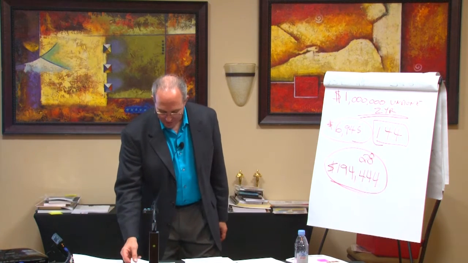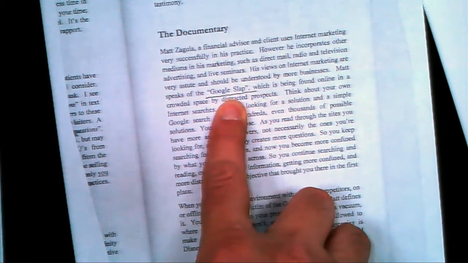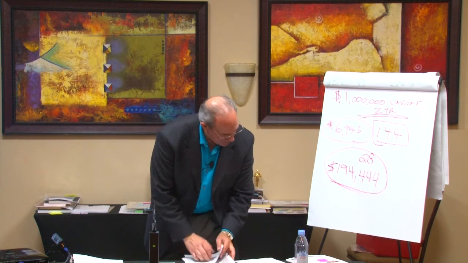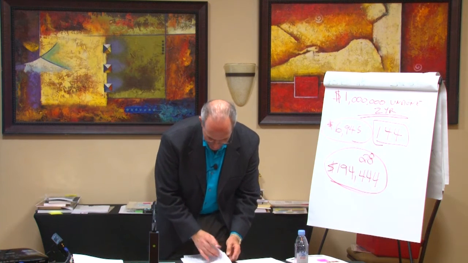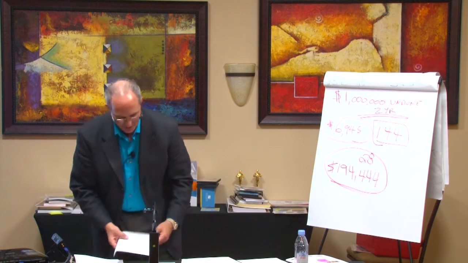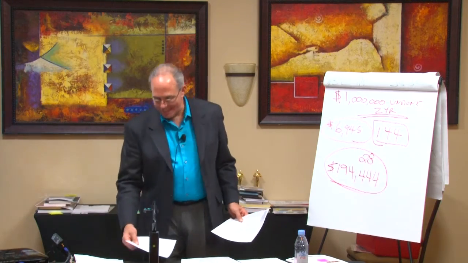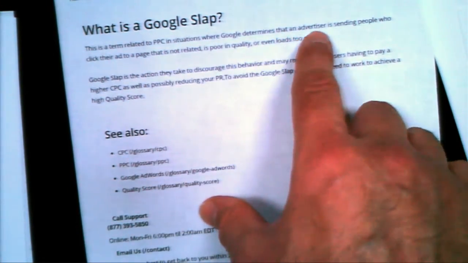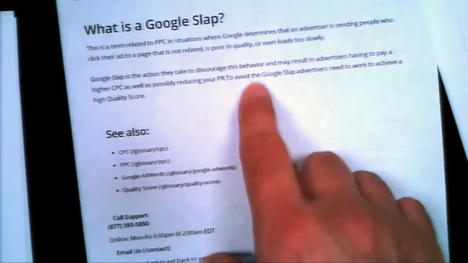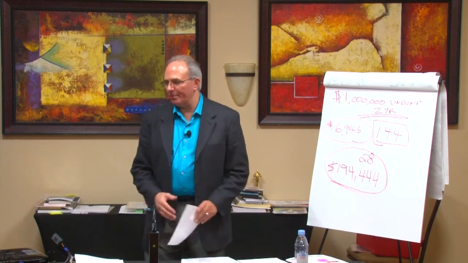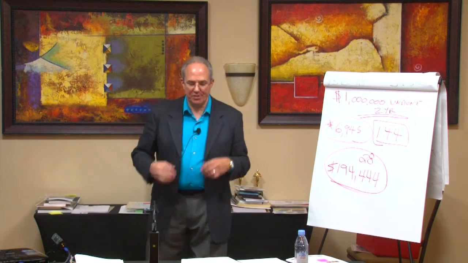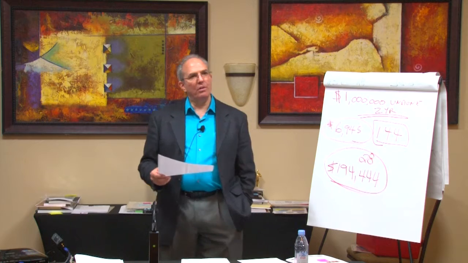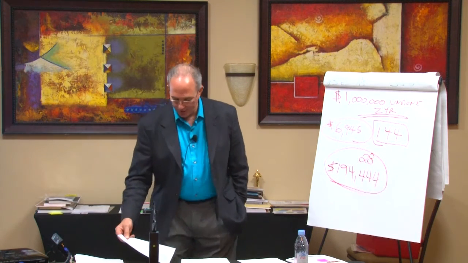The other problem online is what my friend and client Matt Zagula refers to as the Google slap. All right? So I want to jump ahead here. So the Google slap, and I don't see it here. Oh, wait a minute. Yeah, it is. Here, it's right here. So in technical terms, the Google slap in pay-per-click situations determines that an advertiser is sending people to click their ad that's not related, it's in poor quality. Technically, it deals with Google's algorithm, and it guides you and directs you in places. Okay? Matt Zagula refers to it as something different, that is actually more insightful and more relevant to us as business people doing online marketing, online advertising.